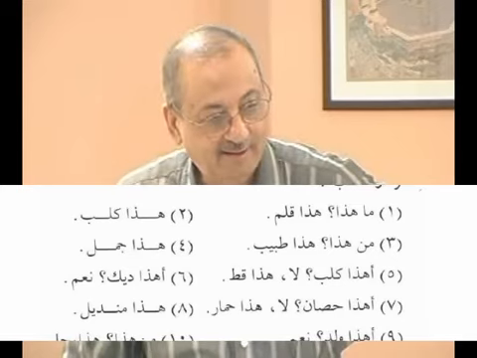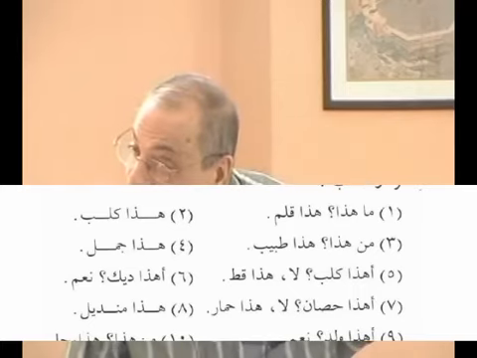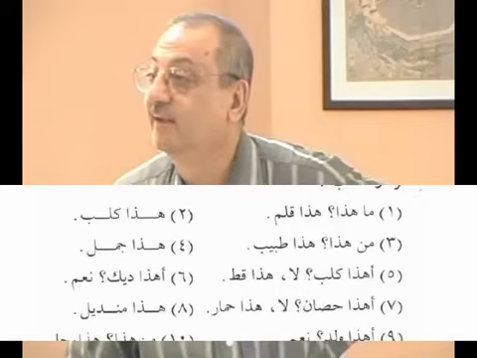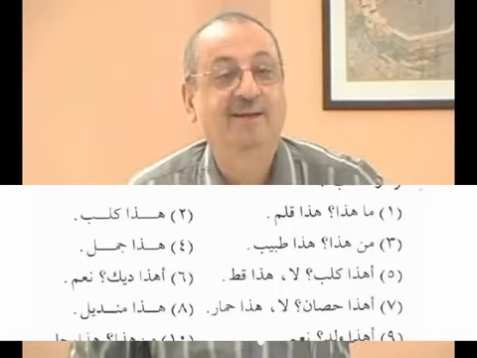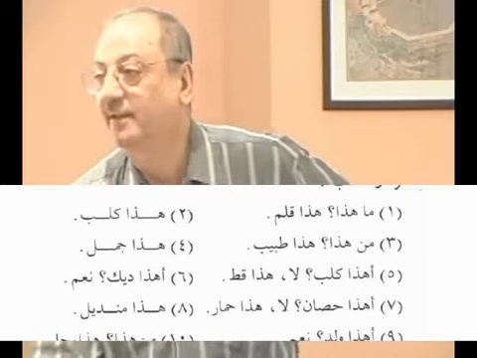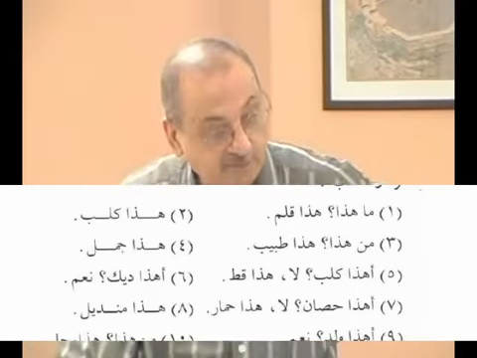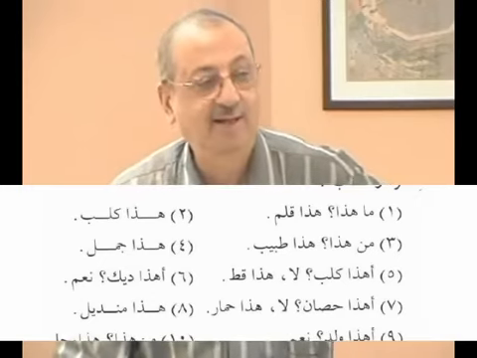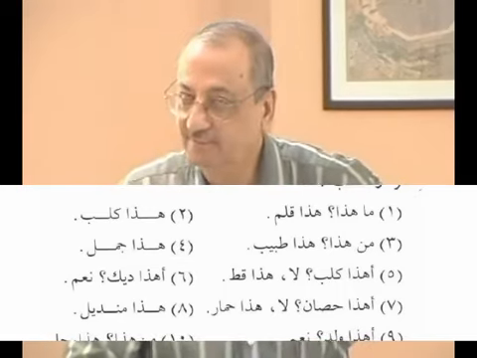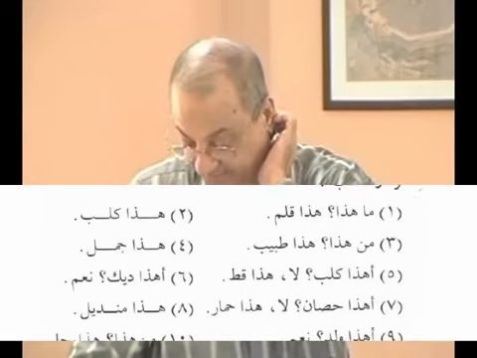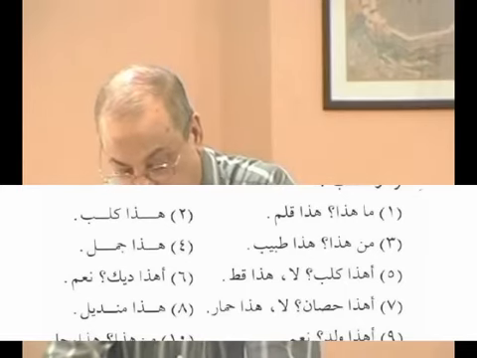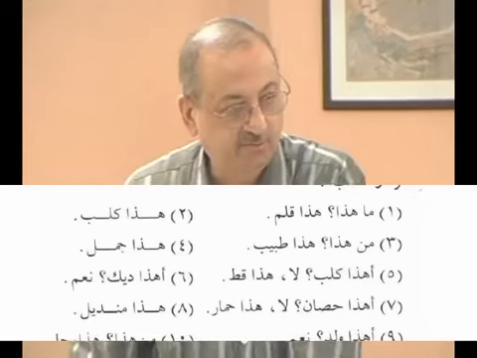Man haza? Haza tabibun. Haza tabibun. Very good. What is the next one, brothers and sisters? Haza jamalun. Now, this is not jamlun, but jamalun. See, the vowel signs are very important. Okay. Next one, brother, a question. Ahaza kalbun? La. Haza kittun. Okay, very good. Next one. Ahaza dikun? Naam. Yes. Next one, brother. Ahaza hisanun? Is this a horse? La. Haza himarun. This is a donkey.